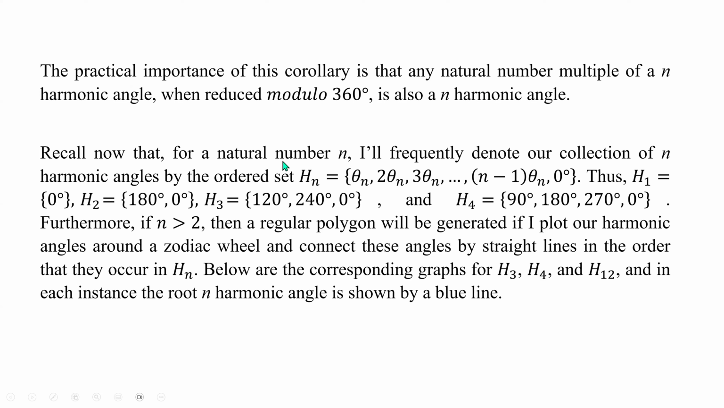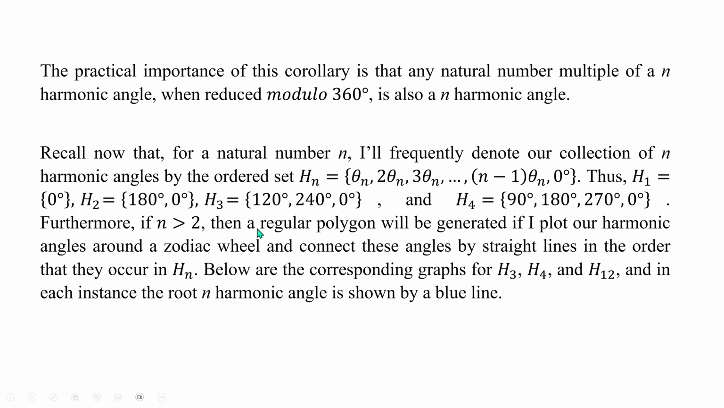Okay, recall now that for a natural number n, we frequently denote our collection of n-harmonic angles by the ordered set h sub n equal to this. I put it down in that order, beginning with the root n-harmonic angle and ending with 0 degrees. Thus, h sub 1 is 0 degrees, h sub 2 is 180 degrees, comma 0 degrees. h sub 3 is 120 degrees, comma 240 degrees, comma 0 degrees. And h sub 4 is equal to this.